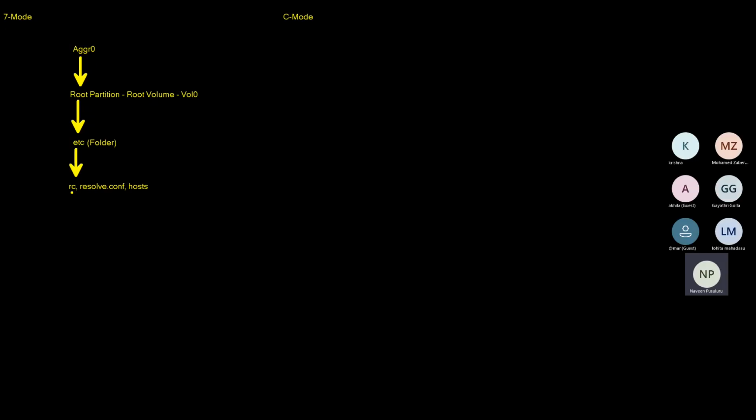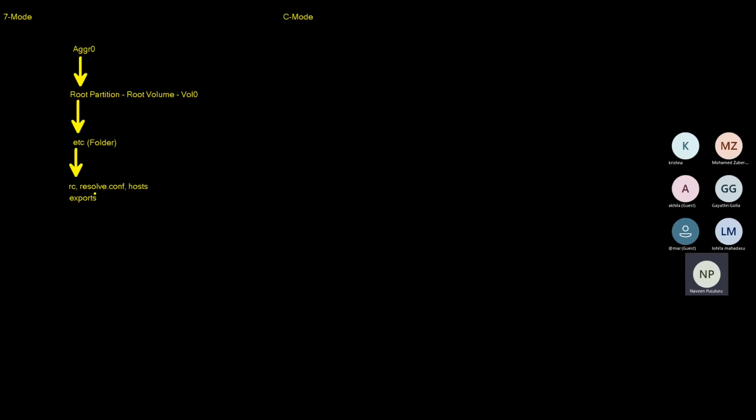Okay, normally network related configurations will be stored in RC. DNS related configurations will be stored in resolve.conf and all. Normally whatever configurations belong to the controller will be saved as files. And also for NFS we have a file called exports. Like that, we'll be having a lot of configuration files inside etc, inside vol0 and inside aggregate. So this is how it is in 7 mode.